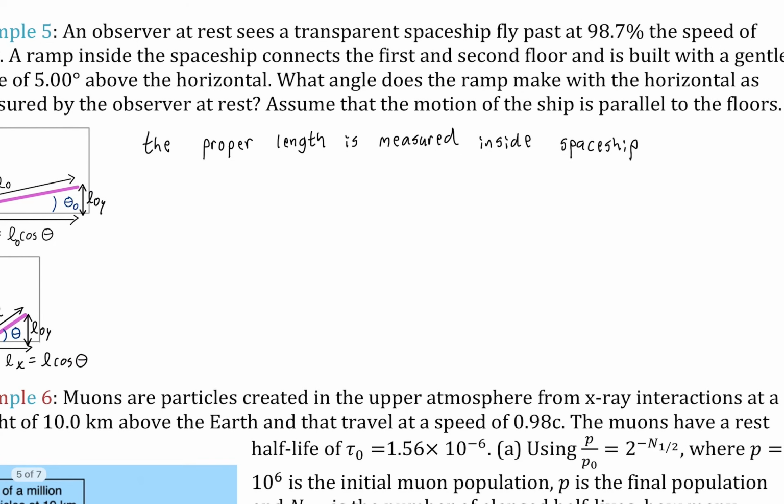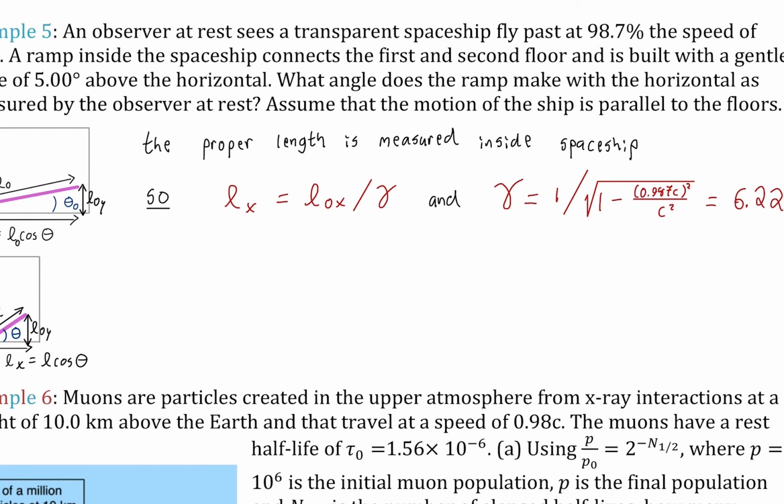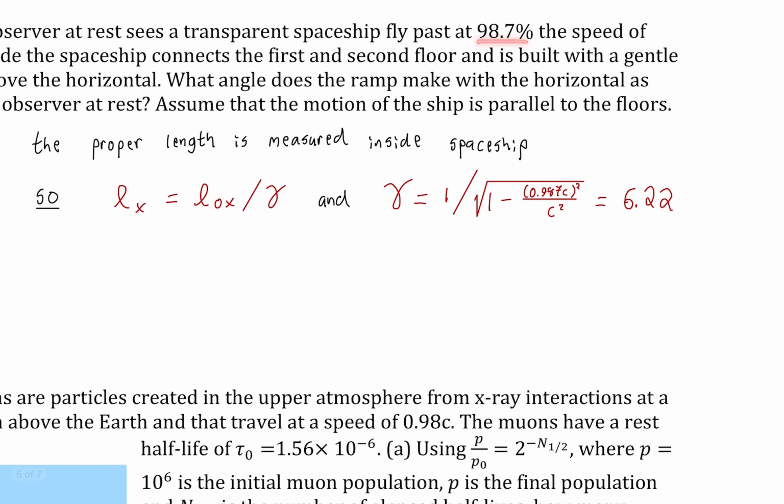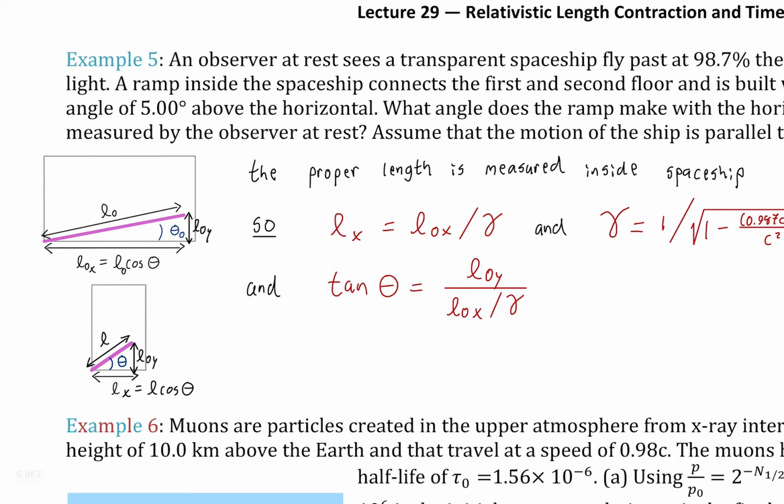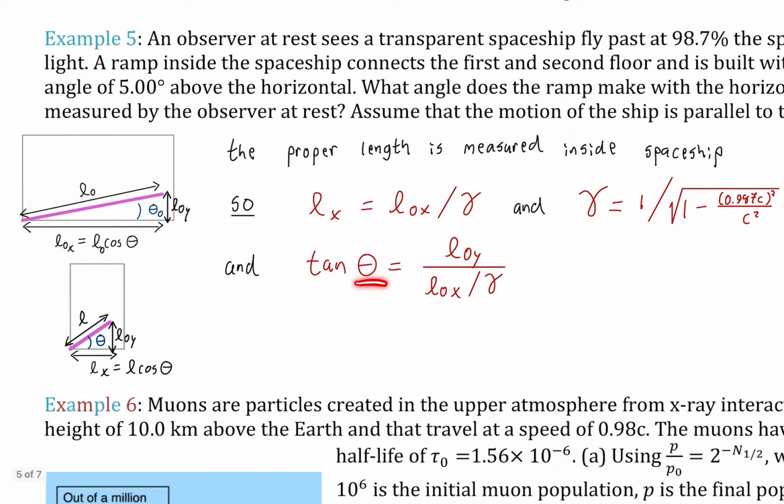Okay, so the proper length is measured inside the spaceship. So then we're going to relate the length along the x-axis to the proper length along the x-axis by dividing by the Lorentz factor. And the Lorentz factor in this case, for this particular velocity, is just equal to 6.22, right? Again, dimensionless. And so then we can go ahead and look at our triangle with the proper lengths, okay? So we are just going to say, by using tangent as opposite over adjacent, that tangent of theta naught, so this should be the proper angle, because it's the original angle, is just the length along the y-axis, these are the opposite side, divided by the length along the x-axis. And actually I misspoke, because this is the angle after contraction, which is why we're already dividing by gamma, okay? So this is in fact this angle there. It is not a typo, I just misspoke, okay?